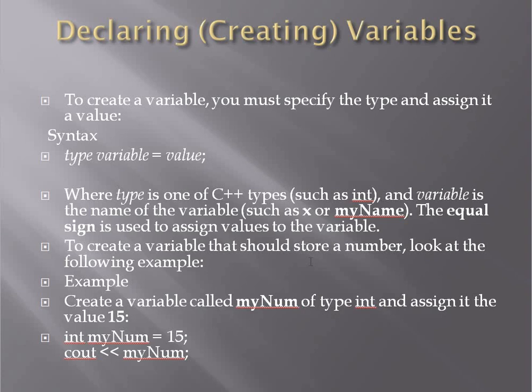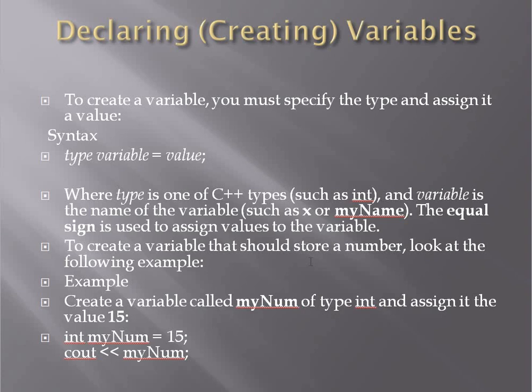Type means data type, which type of variable you want to create. Data type means which type of data will be stored in the variable, and that type is known as the data type. Where type is one of the C++ types such as int, float, char or string.